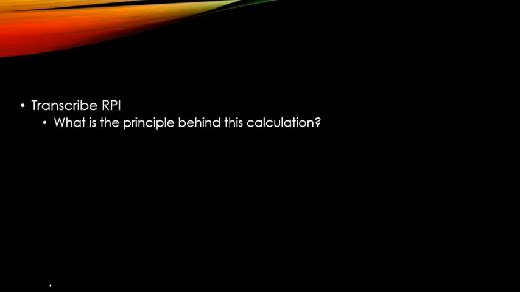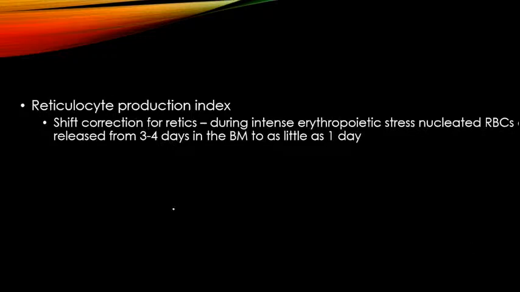Now, another one that you need to consider is RPI. Sir, ano ba yan? Ang dami naman. Ano ba yan? This one is the reticulocyte production index. So it's different from reticulocyte index. It's reticulocyte production index. And this is based on the principle of shift correction during erythropoietic stress, where nucleated RBCs are released from 3 to 4 days in the bone marrow to as little as 1 day.